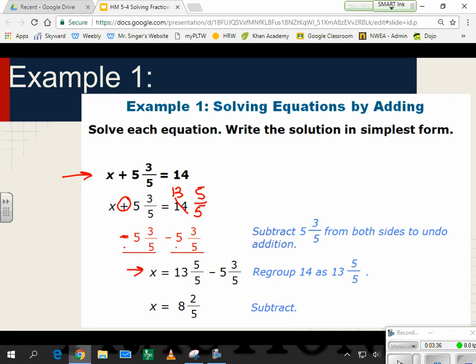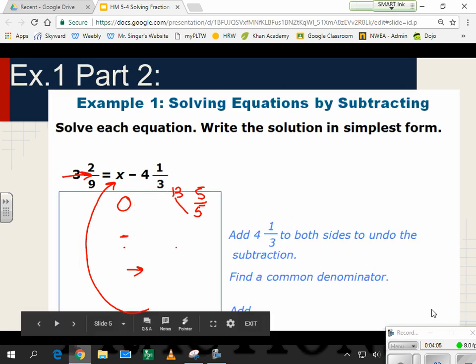So to check to see if it works, all you have to do is plug and chug 8 2/5 back into the original, add it to 5 3/5, and if you get 14, it worked. And you can check to see if I'm correct by doing it on your own. And if you don't trust me, I expect to see you doing this work in your notebook. You won't offend me. All right, again, make sure you have this in your notes before moving on. Let's look at another problem.